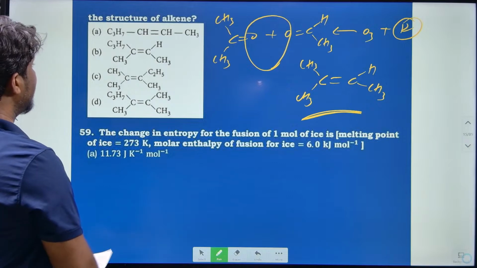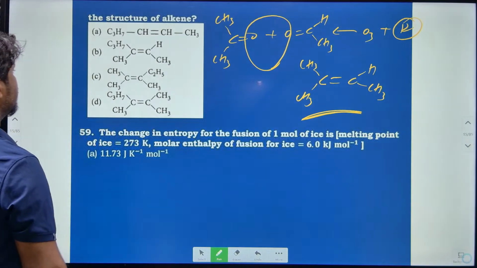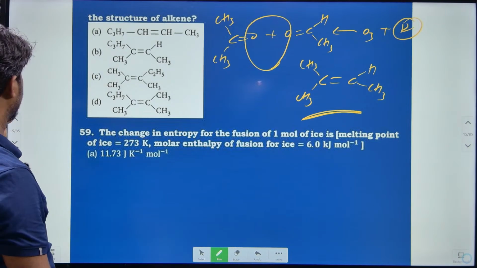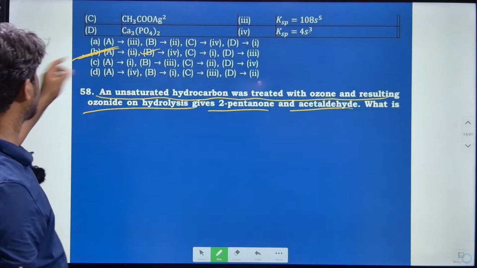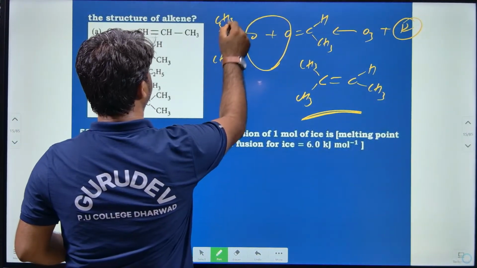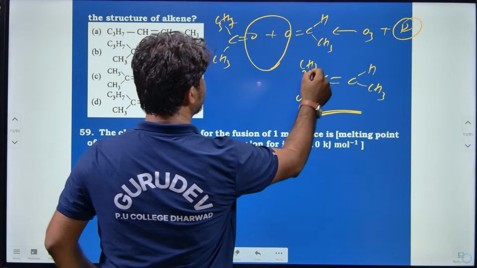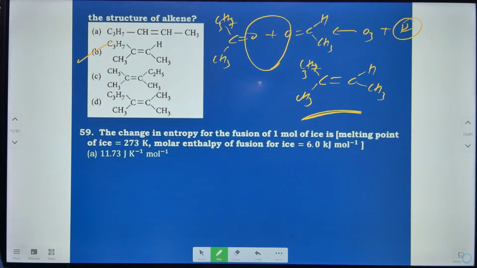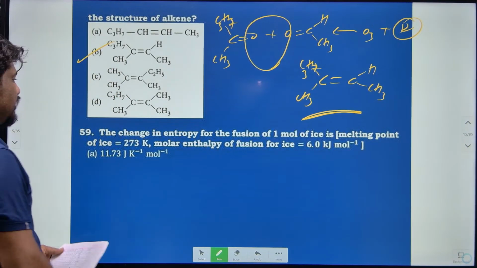So which is the right answer here now? Yes. Okay, one second. This is pentanone. No, for pentanone, here it becomes C3H7. Yes, right. So now option B is the right answer for the question here. Well, go to the next question then.